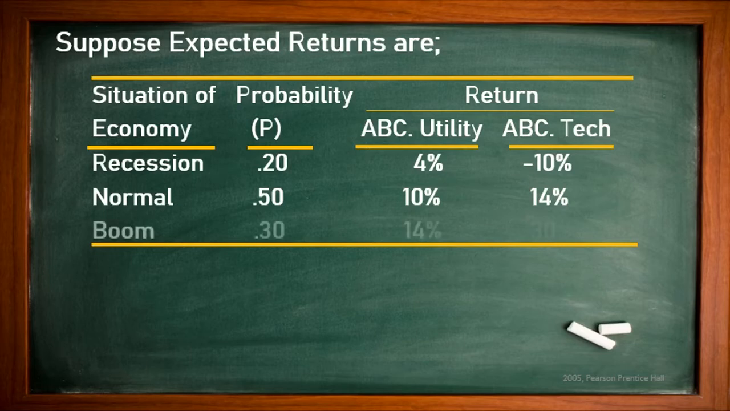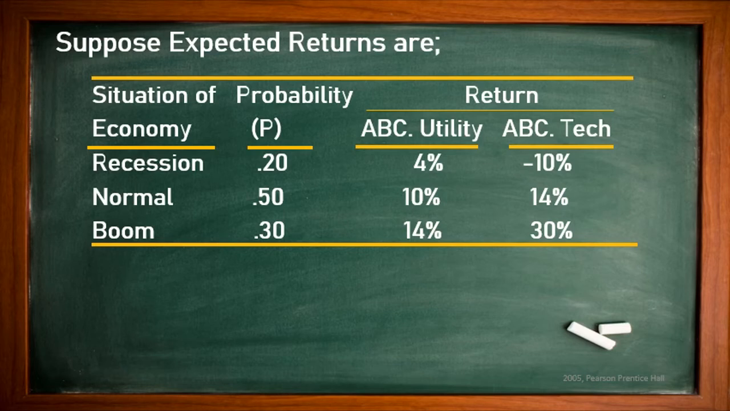And the boom situation. Boom means very much growth. Everyone is rich. Everyone has money. They want to spend the money. They want to purchase whatever things are available in the market. So in this condition, when you come to a boom situation, the probability is 30%.